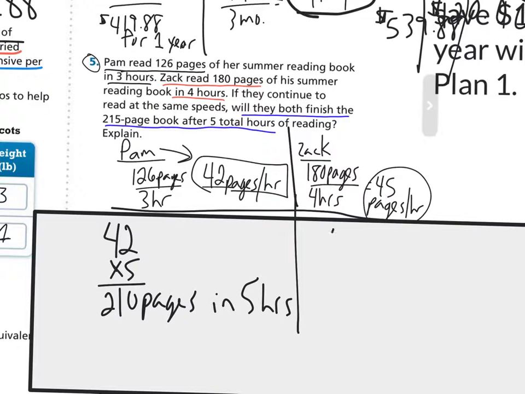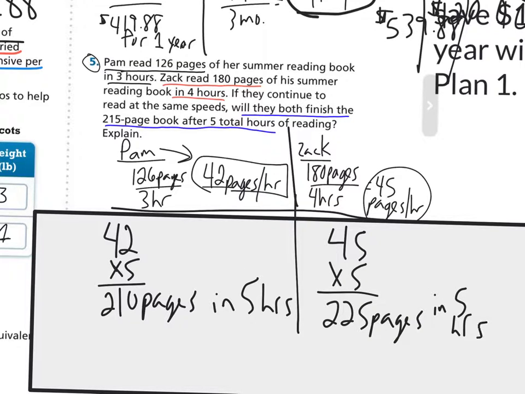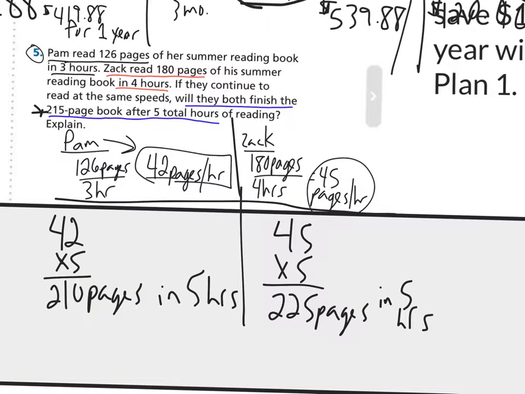For Zach, 45 pages an hour. If you do 45 times 5 is 225. So he would be able to read 225 pages in 5 hours. So he actually then would get finished with this 215-page book with a little bit of time to spare. This is probably the most common way for people to work this problem out. Again, just to mention to you guys, there's a lot of times different options on how to work these out.